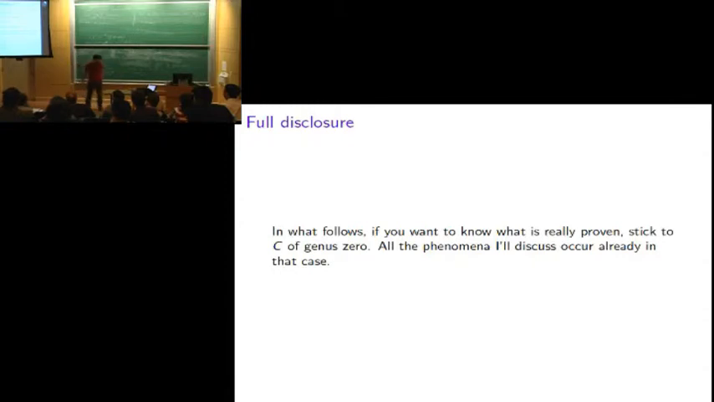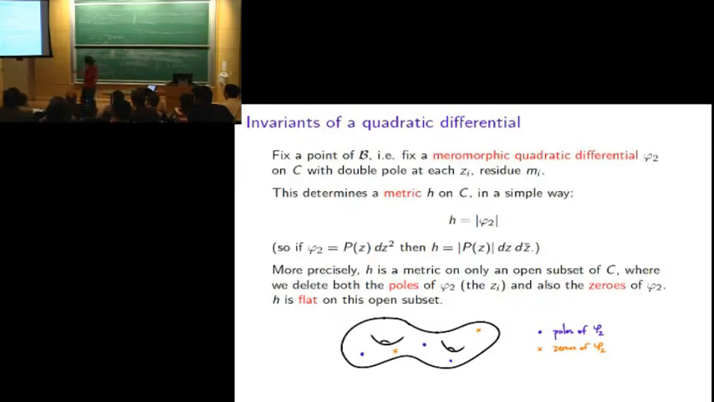OK. So let's fix a meromorphic quadratic differential. In other words, a point of my parameter space. Well, once I have a quadratic differential, there's this well-known notion of the trajectories of a quadratic differential. Well, what are the trajectories? A reasonably fast way of saying what they are is that if you have this meromorphic quadratic differential, then it defines a metric just by taking the absolute value of the quadratic differential.